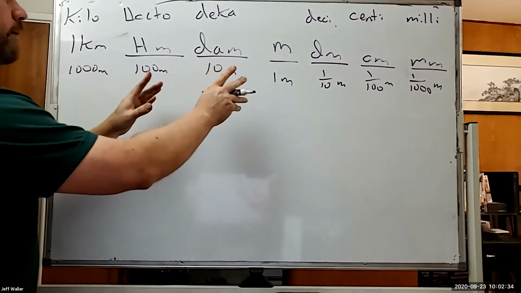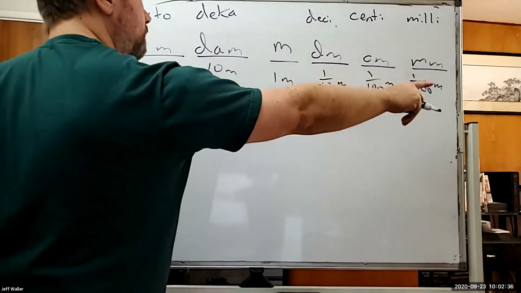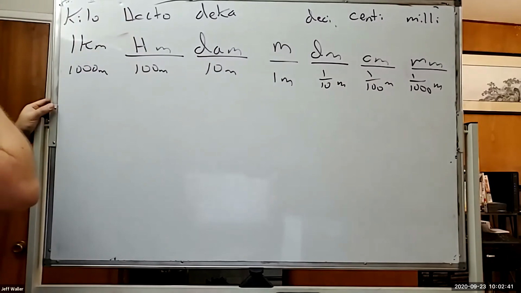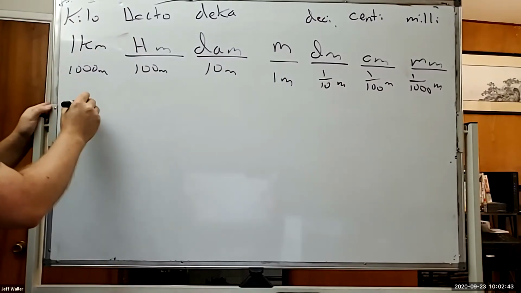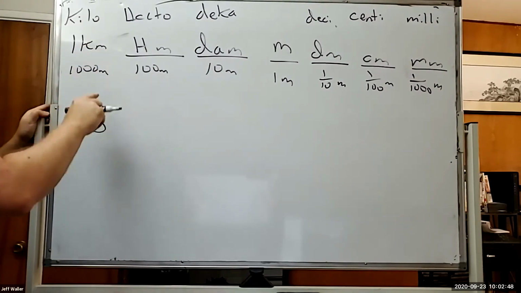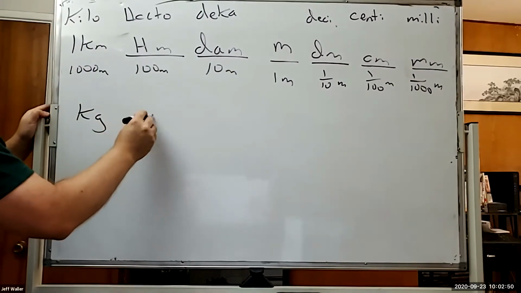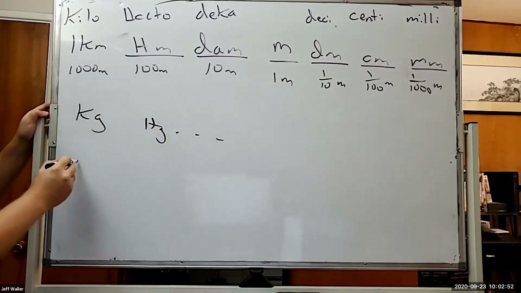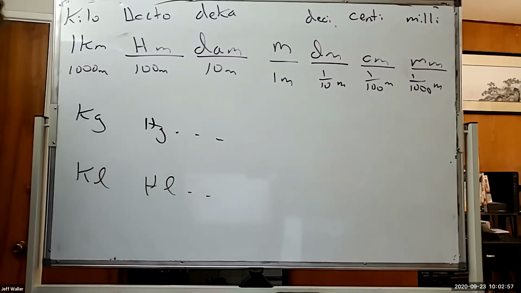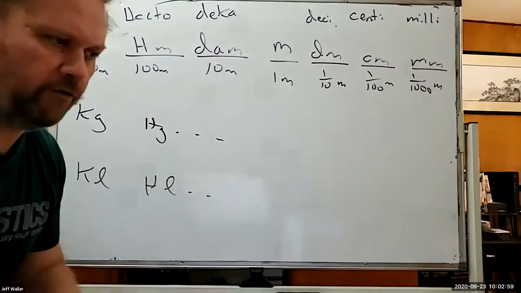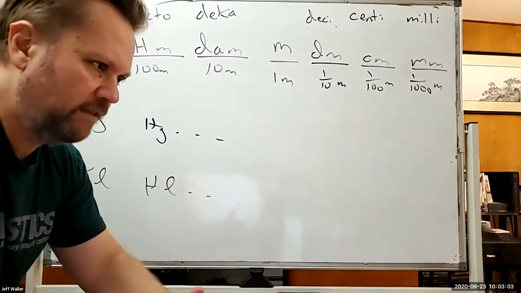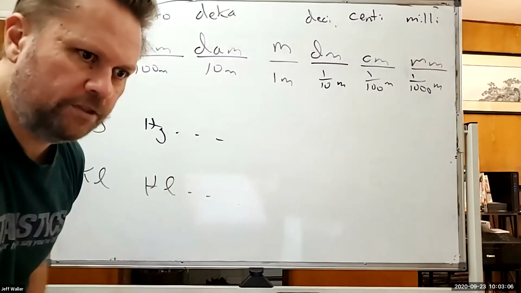The first cool thing about metric is that it's based on 10, which matches our number system. The second cool thing is that I can use it for length, I can use it for mass, kilogram, hectogram, and so forth, and I can use it for volume, kiloliter, hectoliter, and so forth. That's so much better than feet and inches that have nothing to do with gallons and quarts, that have nothing to do with anything. We're just all over the place.